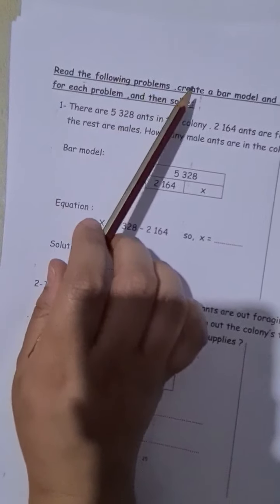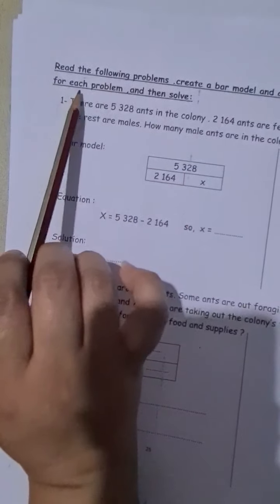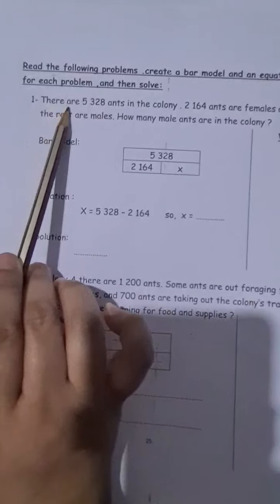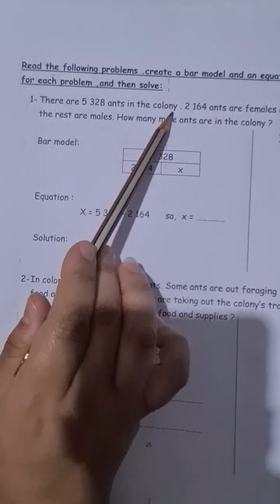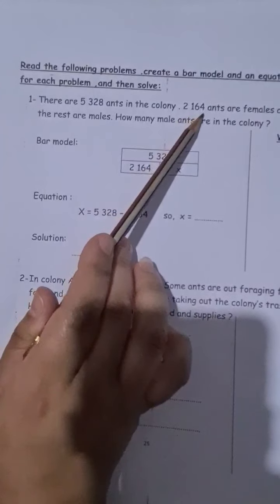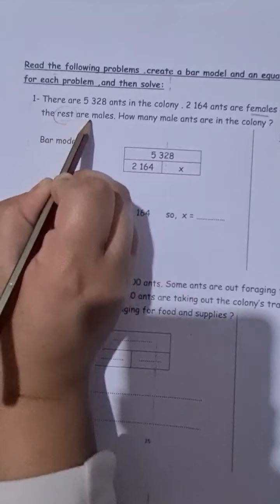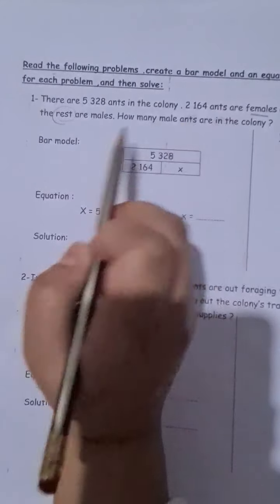Here, read the following problems, create a bar model and an equation for each problem, and then solve. Here, there are 5,328 ants in the colony. 2,164 ants are females and the rest are males. How many male ants are in the colony?